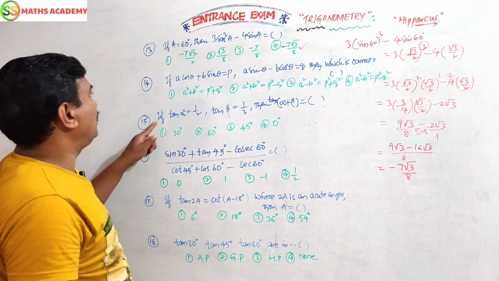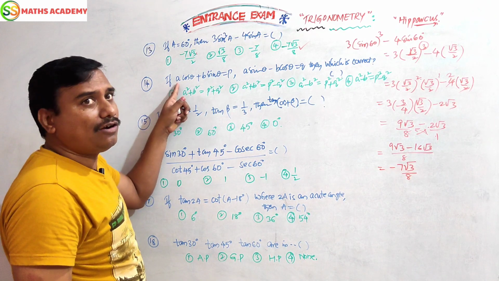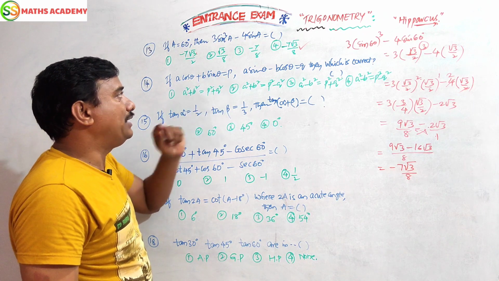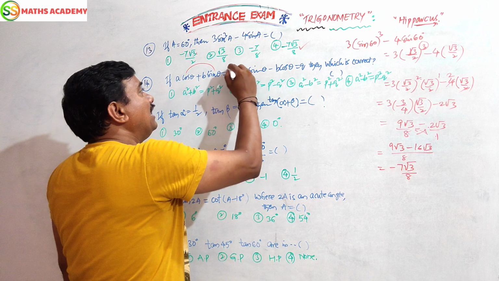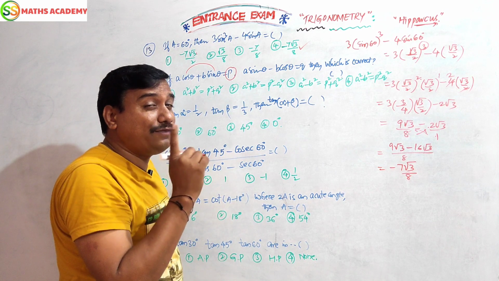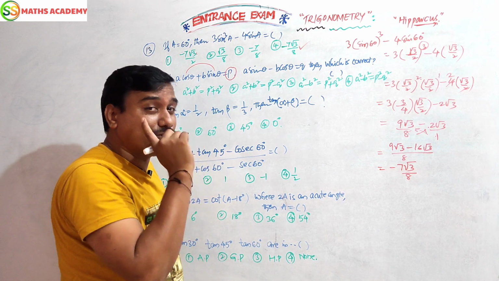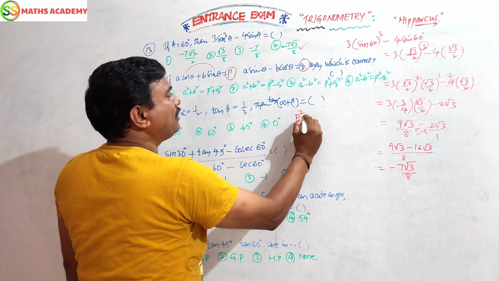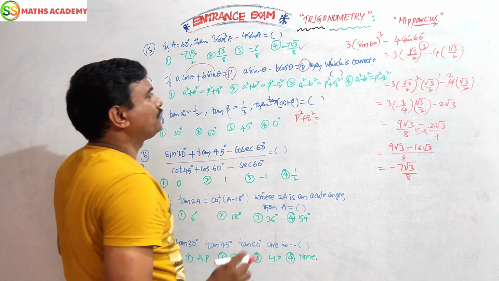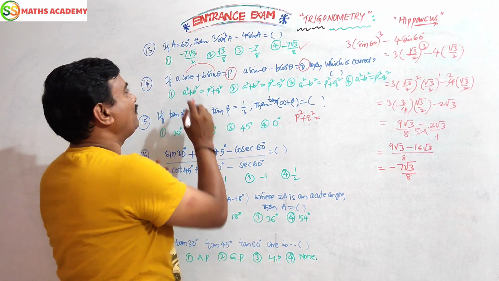Now, children, let us come to this question. A cos theta plus B sin theta equals P. A sin theta minus B cos theta equals Q. I told you, no, sin and cos: the first identity is sin square theta plus cos square theta equals 1. So here P and Q are given, that simple, P square plus Q square is equal to A square plus B square.